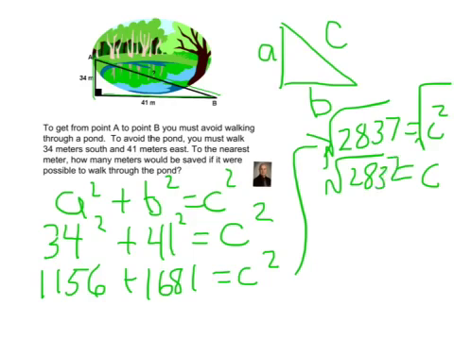But we really want to know how far it is for us to walk, so we need to approximate that. On our calculators, we find that c is approximately equal to 53.26 meters. So it would be a shorter walking distance to go through the swamp, 53.26 meters, compared to 75 meters if we had to walk around on dry ground.